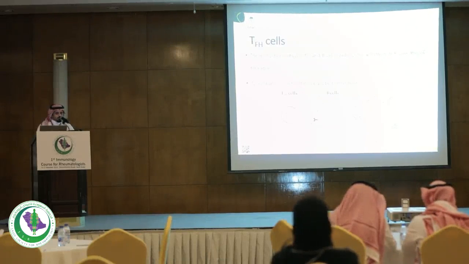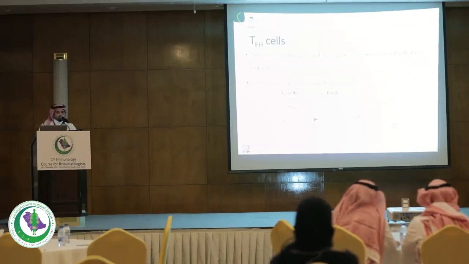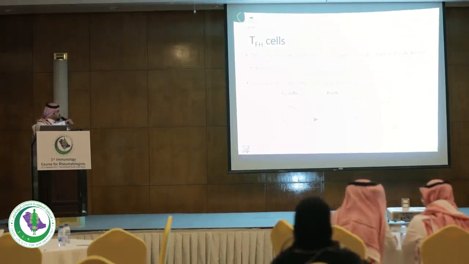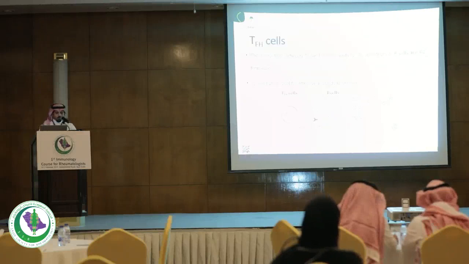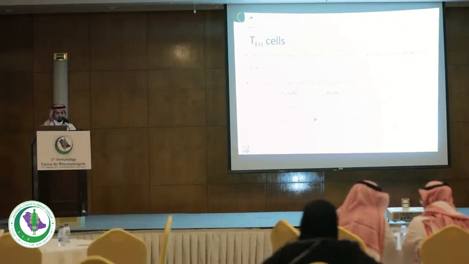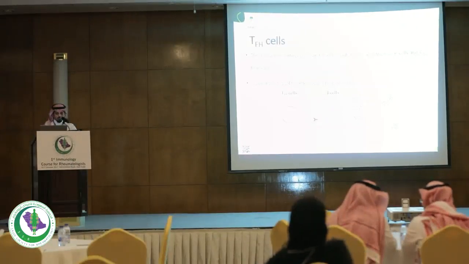It is well documented now that these T follicular helper cells are critical for the effectiveness of antibody responses. As you can see from the picture here, there are lots of co-molecules between T follicular helper cells and B cells, leading to the production of antibodies through memory B cells and plasma B cells.